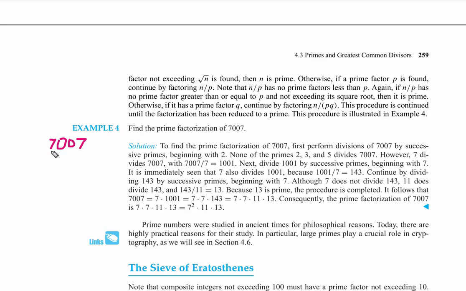Yeah, so we can see 7 is going to be a factor. So making our factor tree, that's 7 times 1001. And 7 is prime. Okay, then we have to work on this piece, 1001.